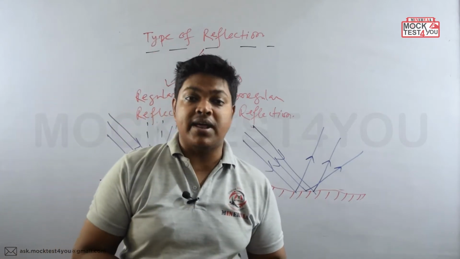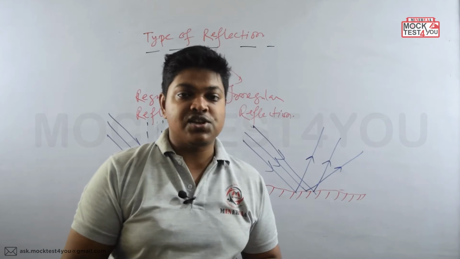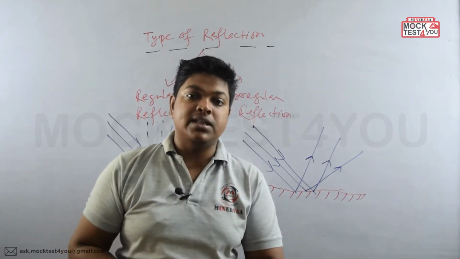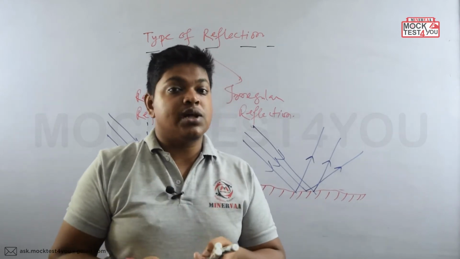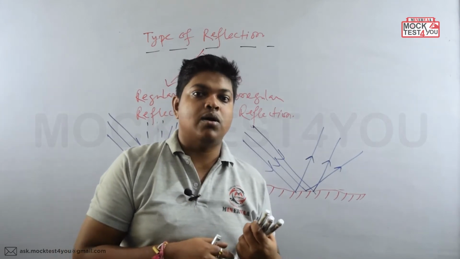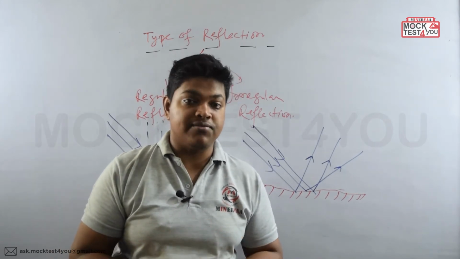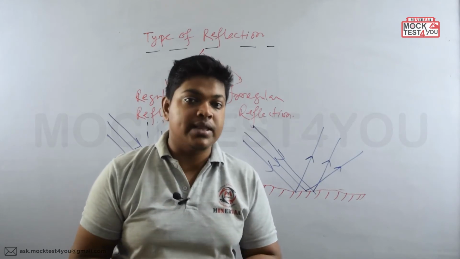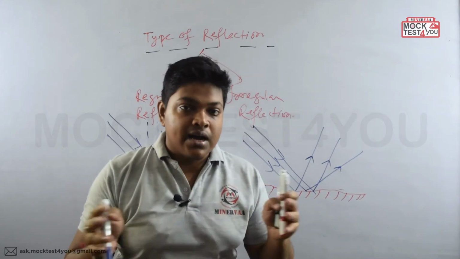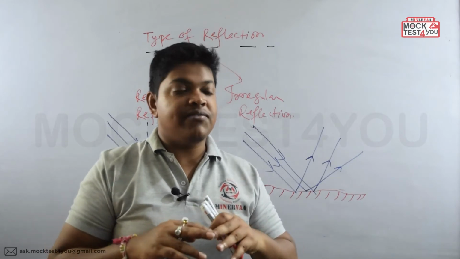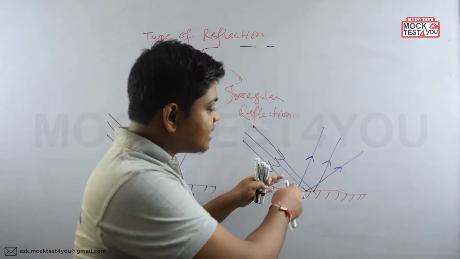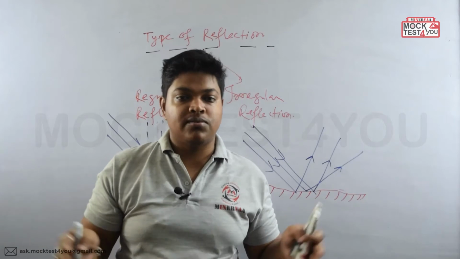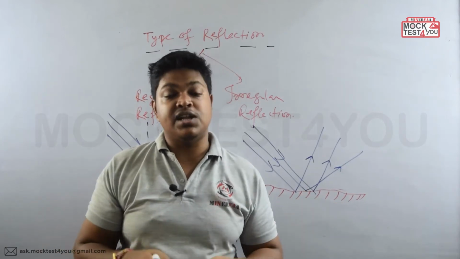Now there is a very good example of irregular reflection, that is the cinema screen, or suppose the wall or any kind of portion which is very rough. If light rays are incident on a very rough surface, they will be deviated from their original path and flow out to cover the entire surface.